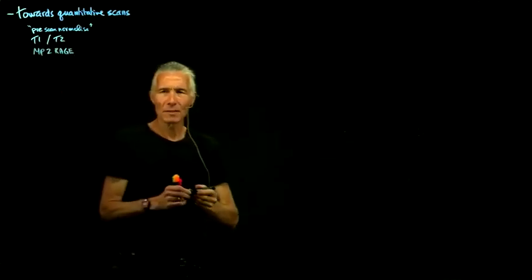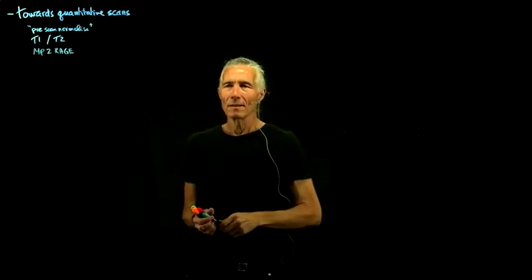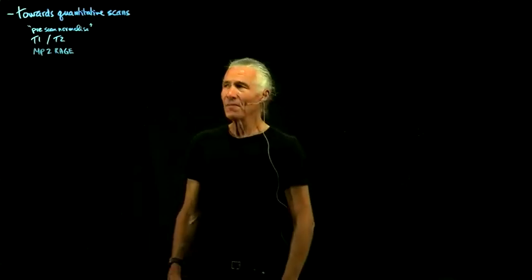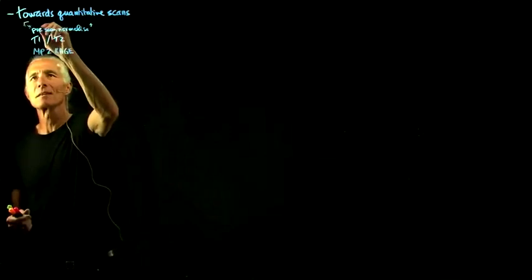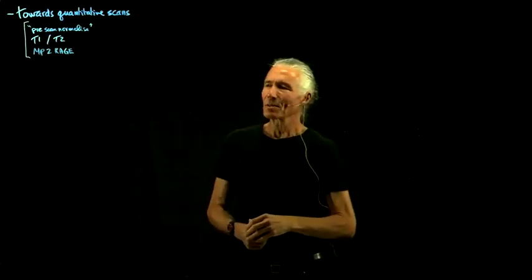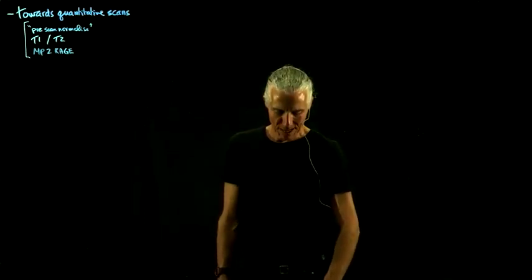Which is another one that's really a lot closer to a quantitative scan. So first, the PreScanNormalise. That's one you can just tick on almost all the pulse sequences on our scanner. And so what does that do?